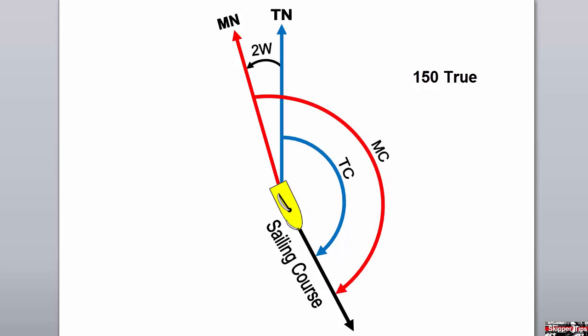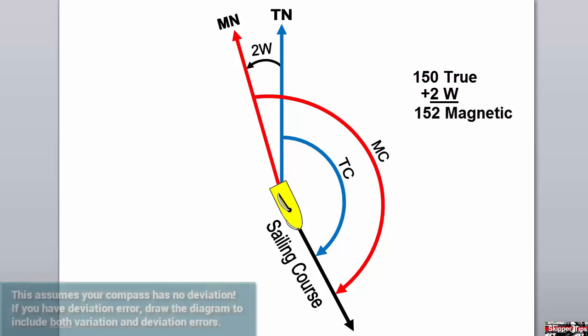Now we can compare the magnetic course to the true course. You can see right away that the magnetic course is greater than the true course. This means we need to add our variation of 2 degrees west. The course to steer will be 152 degrees magnetic.